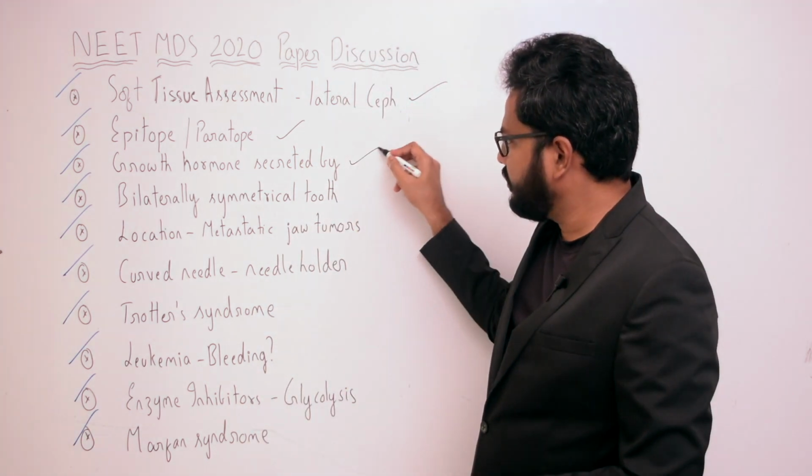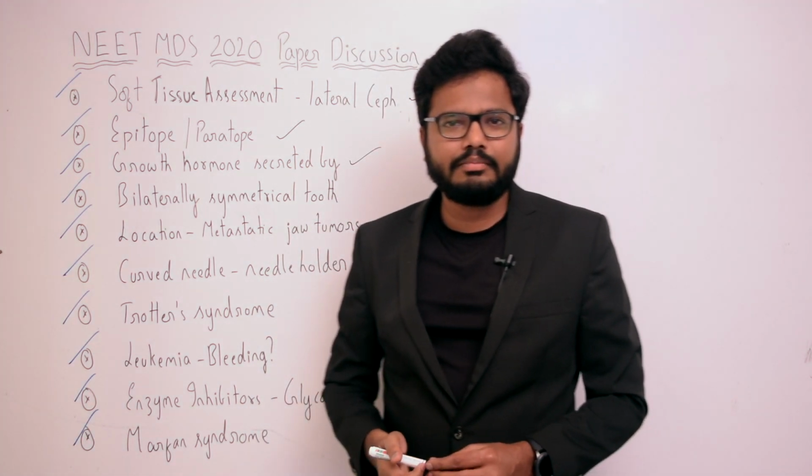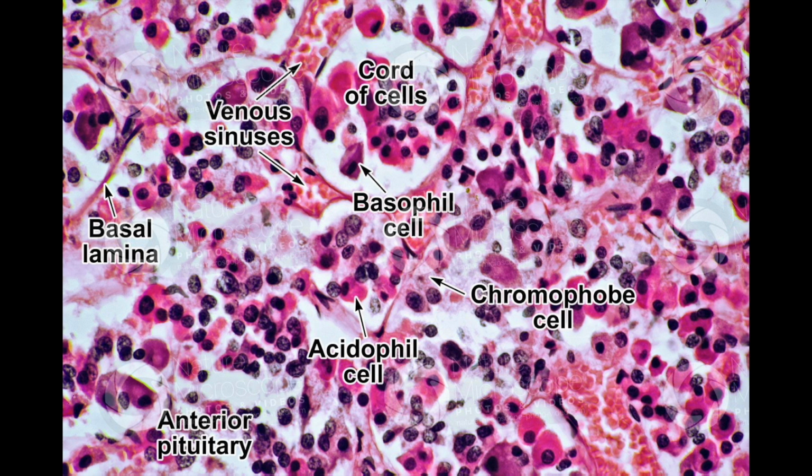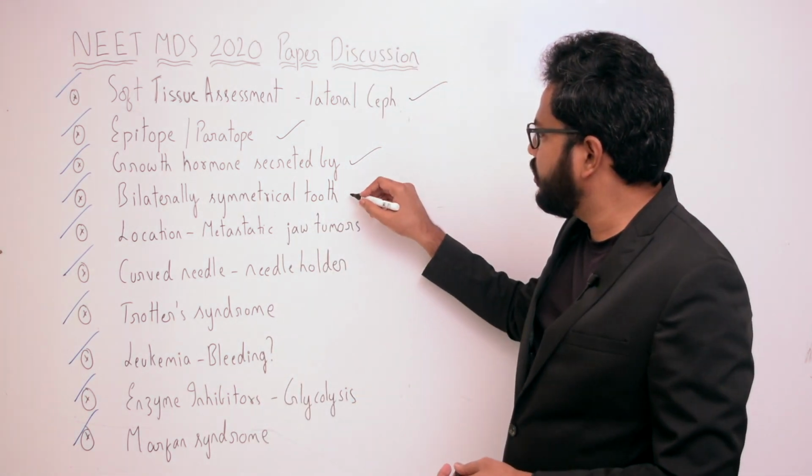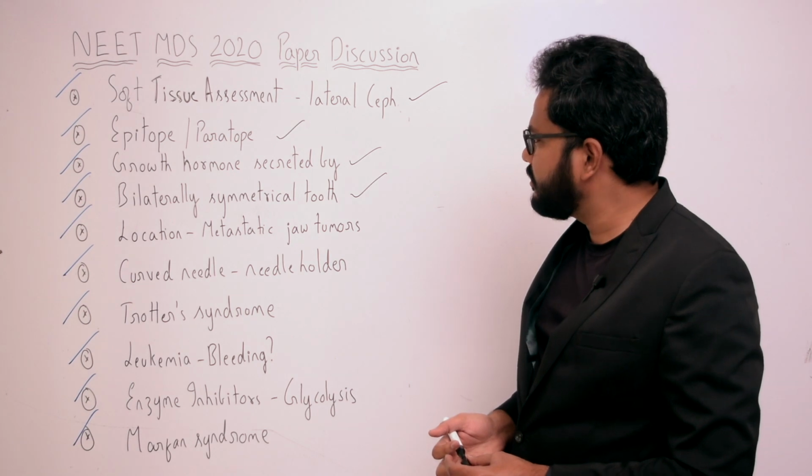Now, next question, as you know, growth hormone is secreted by the anterior pituitary. Growth hormone, also called somatotropic hormone, has its source of secretion in somatotropes, which are eosinophilic cells of the anterior pituitary.